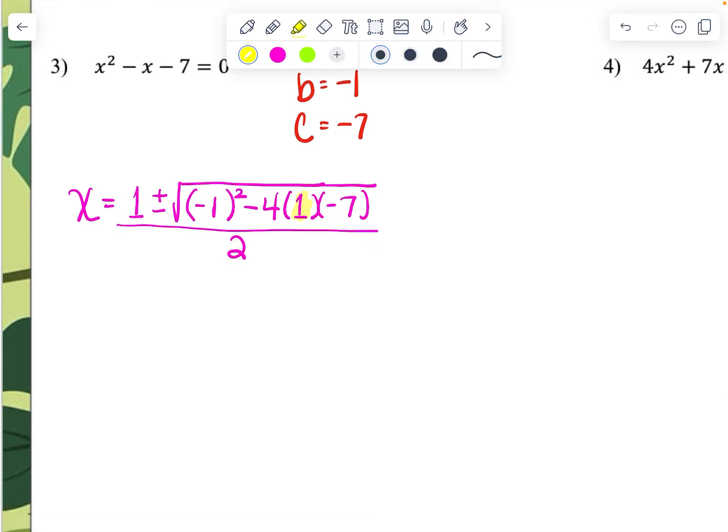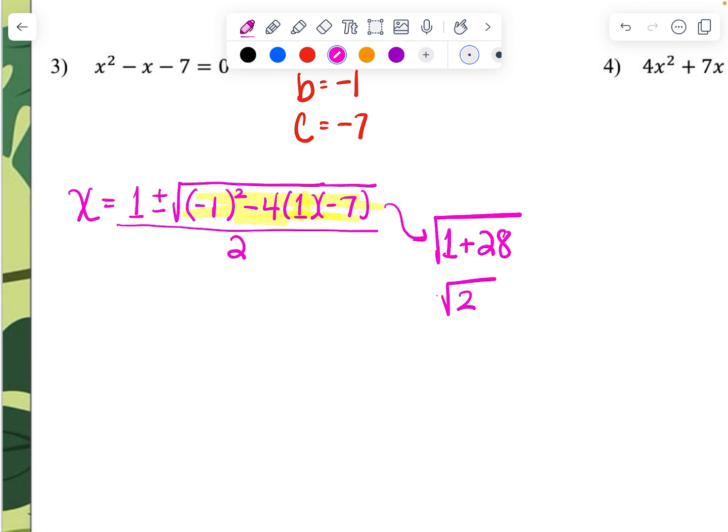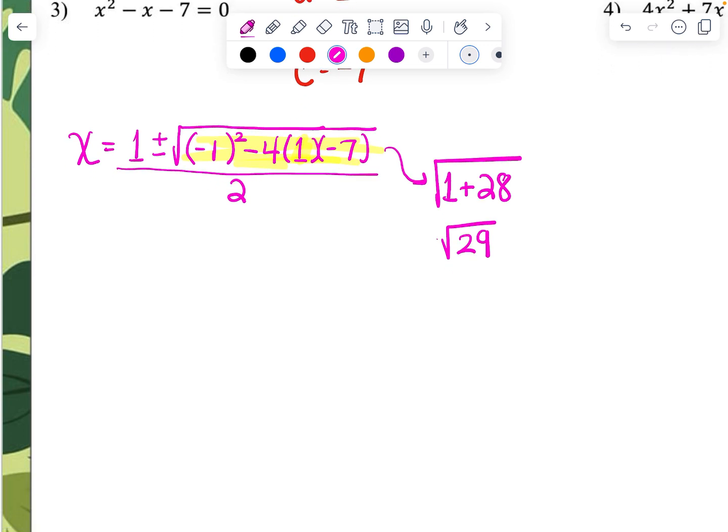I'm going to simplify underneath the radical sign, very first thing. So over to the side, negative 1 squared is positive 1. And then a negative 4 times positive 1 is negative 4. Negative 4 times negative 7 is 28. So I really have the square root of 1 plus 28, which is the square root of 29. 29 is a prime number, so 1 times 29, there's no way to simplify that, so I'm good to go. So x equals 1 plus or minus the square root of 29 divided by 2.